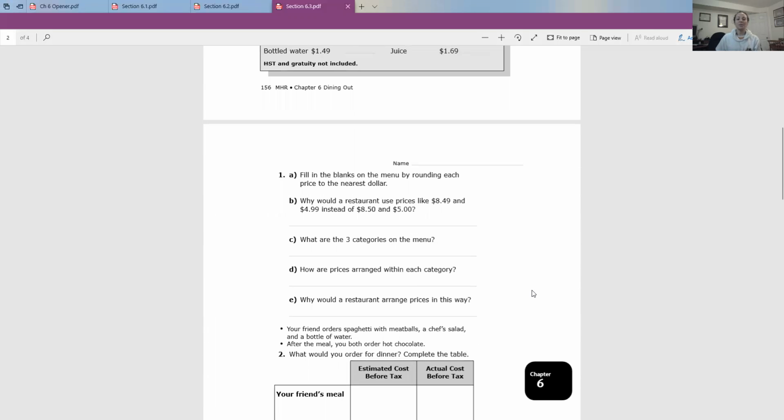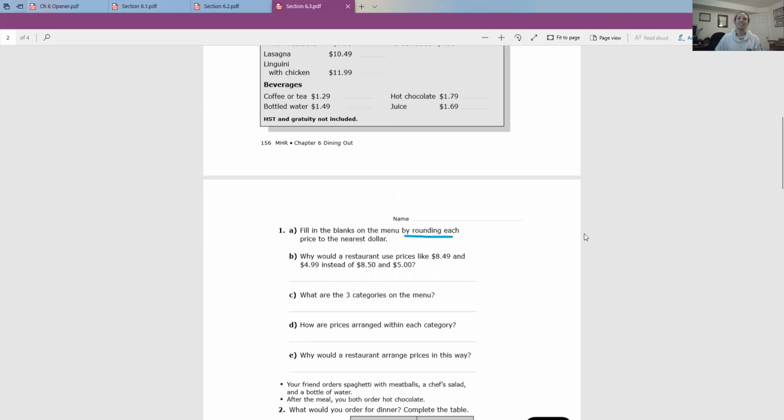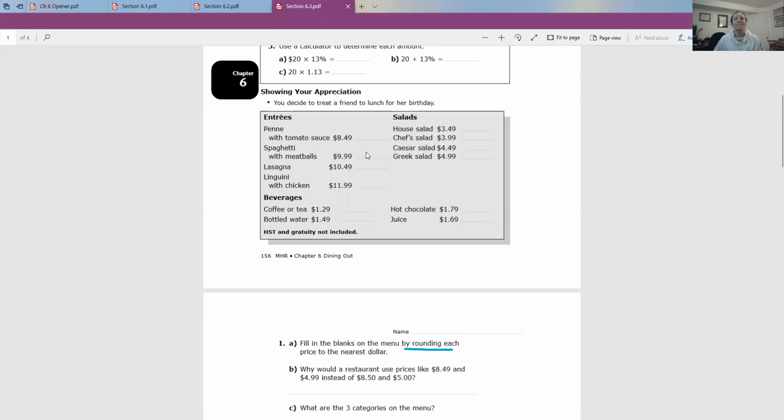So we can scroll down. I'll walk you through some of this, and of course, some of it you can do on your own. So part A says fill in the blanks on the menu by rounding each price to the nearest dollar. If you look carefully, you'll notice that there's a space beside every item. So round them up to, I would say, maybe the closest 50-cent value.